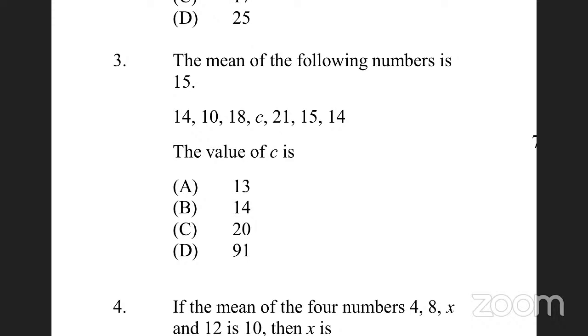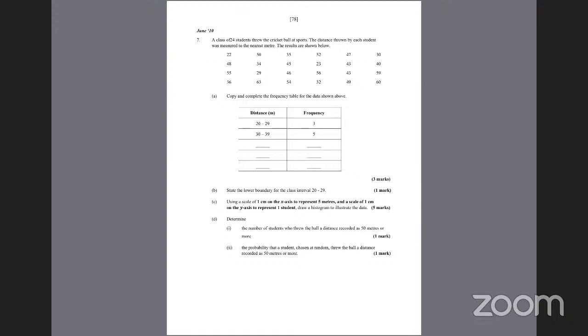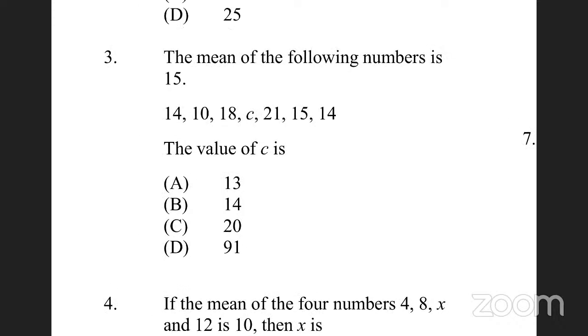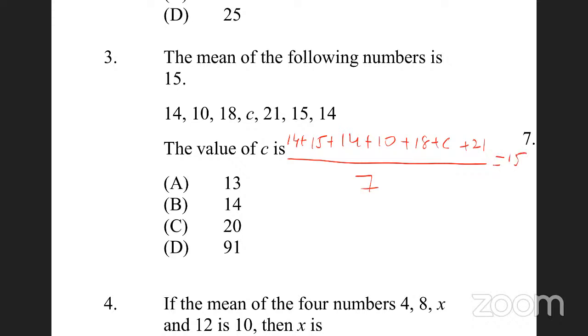All right. What we got here? We got 4. Oh wait, that's the wrong one. Wrong one. Sorry. So we got 14 plus 10 plus 18 plus C plus 21 plus 15 plus 14 all over 7 is equal to 15. All right. So when you carry across 7, you'll get 15 by 7. That is what? 35? Sorry. 105, right?